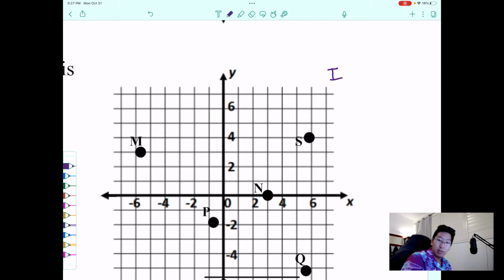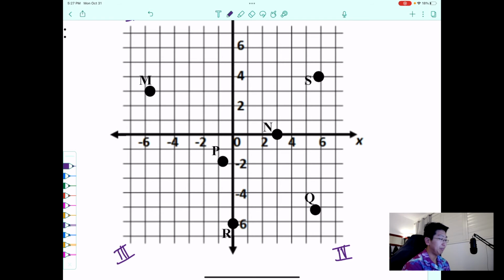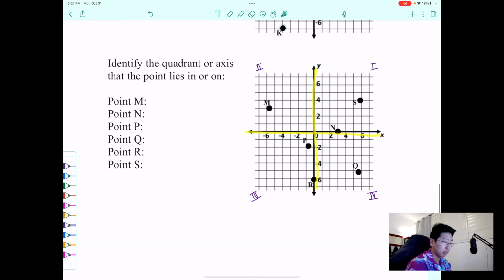This is quadrant 2. This is quadrant 3, and this is quadrant 4. It looks like an I, V. And so all I'm asking you is to identify the quadrant, or the axis, because some of these are on the X and Y axis, right? Because points N and R are not inside these quadrants. They're not in any of these. They're actually on the X or Y axis.